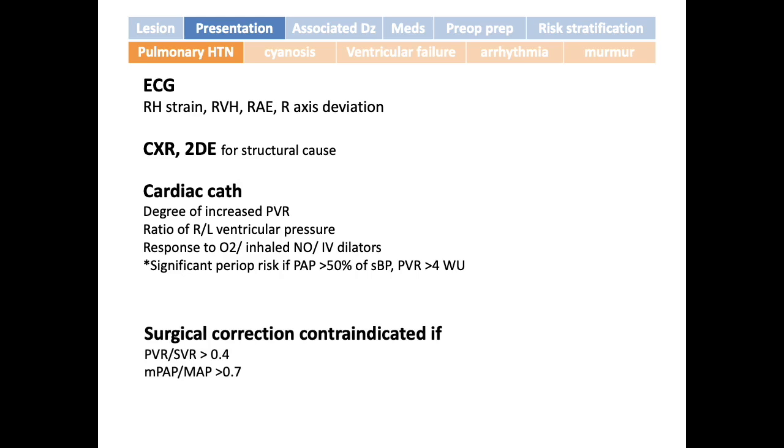Surgical correction of the inciting cardiac lesion is contraindicated if the pulmonary vascular resistance is more than 40% of the systemic vascular resistance, or if the mean pulmonary arterial pressure exceeds mean systemic arterial pressure by 70%.